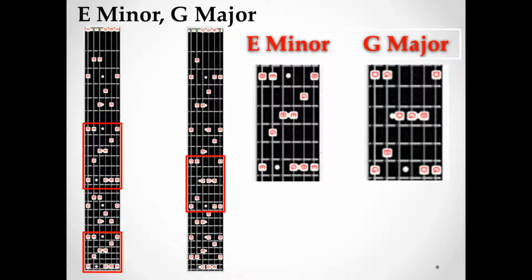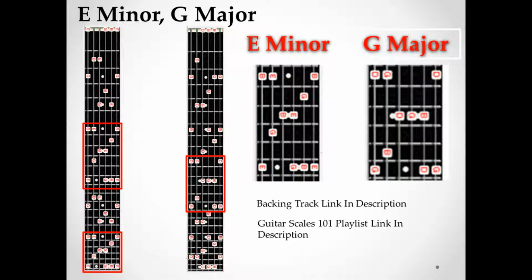So what we're going to do to practice this and to learn these shapes is we're going to play to a backing track. It's just going to be an E minor and a G major progression. And anytime the E minor is played, right on the first beat, try to target one of these notes right off the bat. And do the same thing when the G major comes around. Target one of these notes right off the bat, right on the first beat. Again, you can use all the backing tracks in the Guitar Scales 101 playlist to do this technique also.